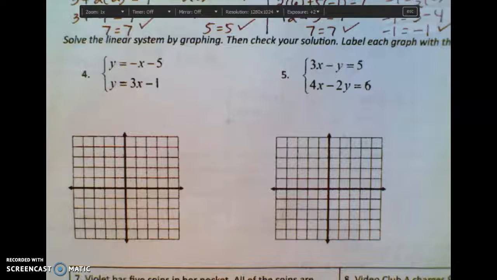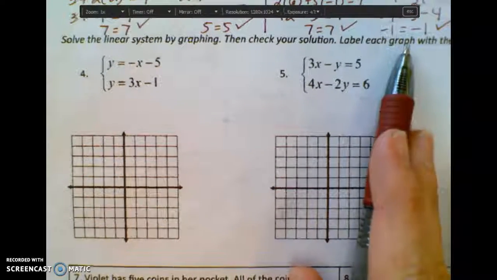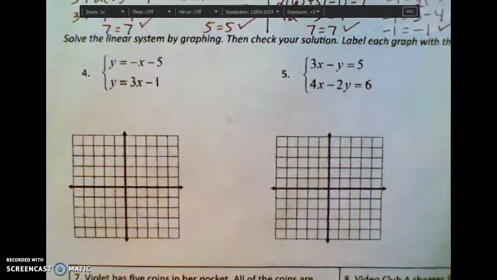For this next section, we are going to actually graph them ourselves, then we'll determine the solution, we'll check it, and then we'll label it just like we did above. So for all of these, we're going to put them in slope-intercept form, and then we will graph them and figure out our solutions from there.